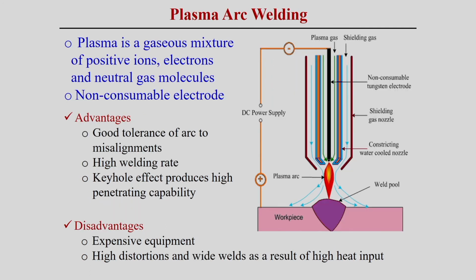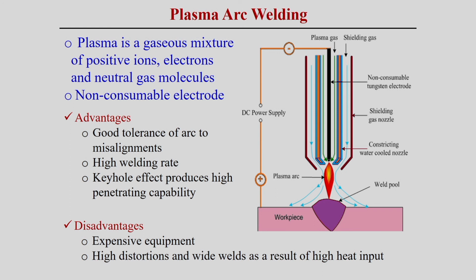Now, if you look at plasma arc welding, plasma is a mixture of positive ions, electrons and neutral gas molecules. In this case the process is different from the gas metal arc welding process. Here two sources of gas are required, one is the shielding gas, another is the plasma gas, but the plasma gas and shielding gas can be the same also. Here also we can use a non-consumable tungsten electrode, and the plasma gas creates the arc with the help of the non-consumable electrode.